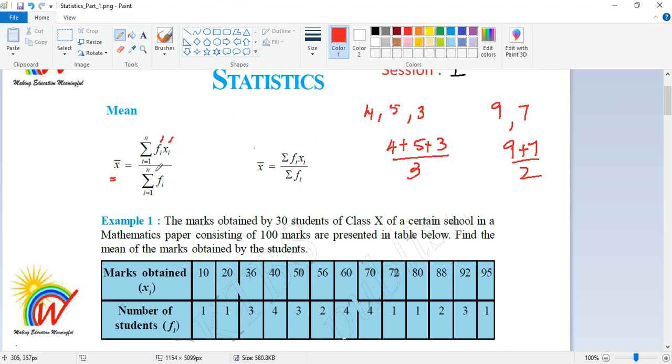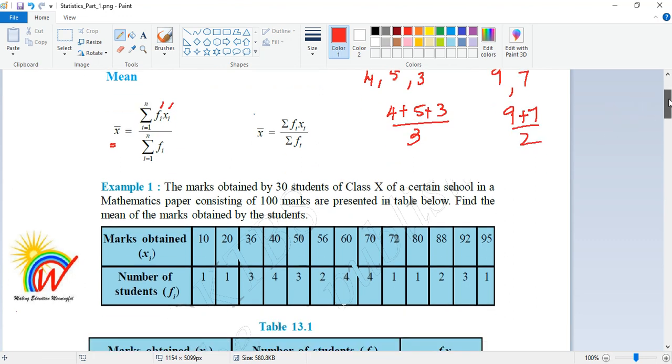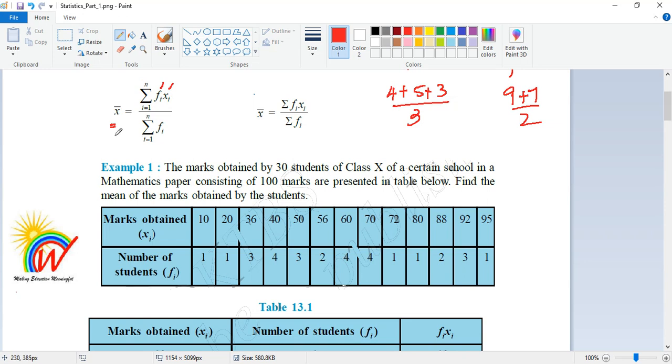I will explain it with the question, then you will understand. So I'll just take the example and explain it. As for now, you just remember this is the formula for mean: summation fi xi over summation fi. This is called summation or sigma. That is, you need to add the values. This means that you are adding the numbers given over there.